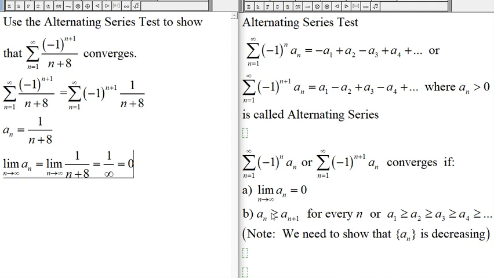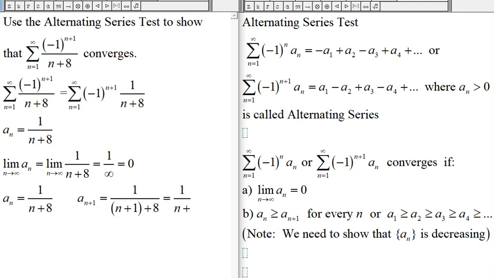And now we need to verify condition number 2. So a sub n is 1 over n plus 8, and then a sub n plus 1: in the place of n, we would put n plus 1. So in the place of n, just put n plus 1, and so we have 1 divided by n plus 9.